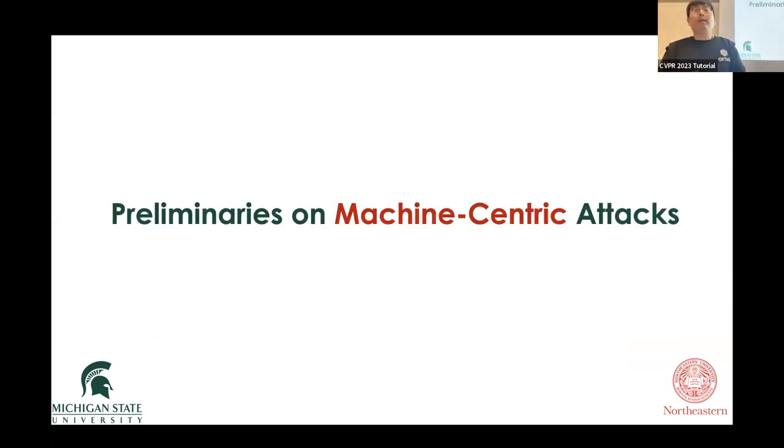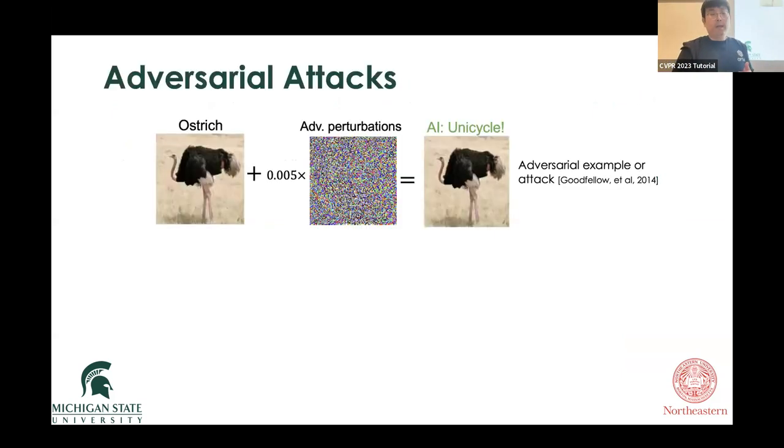So let me give you more details about these two attack families, in case someone is not well familiar with the machine-centric attacks and the human-centric attacks. Okay, so these examples basically show an adversarial example.